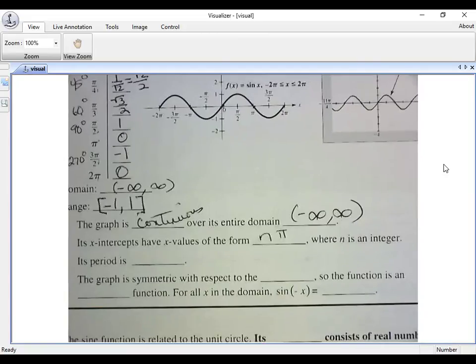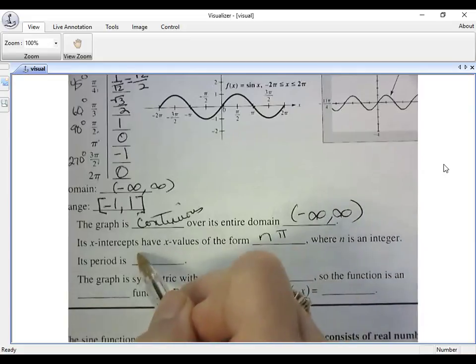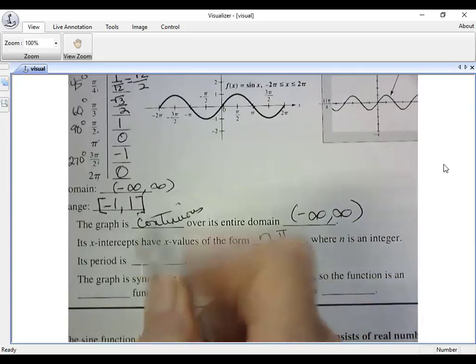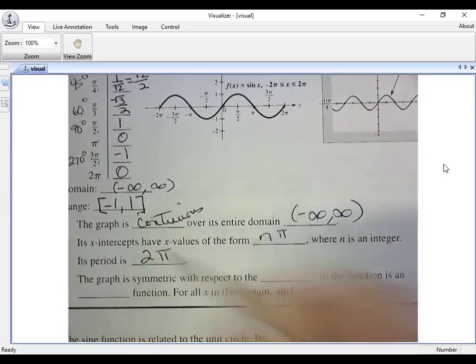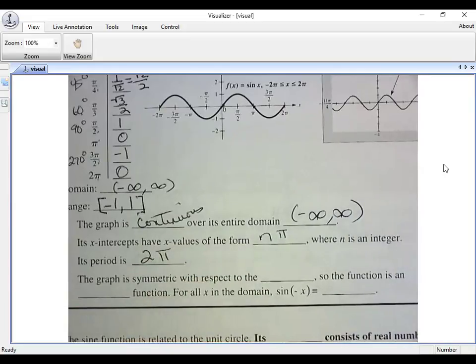And the period, you guys have told me multiple times, is, how long does it take to get one cycle? 2 pi. And would you say we have any symmetry with this graph? Now, if I've got a folding symmetry, those occur with the x-axis and with the y-axis. So if I fold on the x-axis and the halves match, I've got symmetry with respect to the x-axis. Do you think that happens here? No, because if I try folding on the x-axis, I've got this part that's going to flip down and it's not going to land on anything down here.